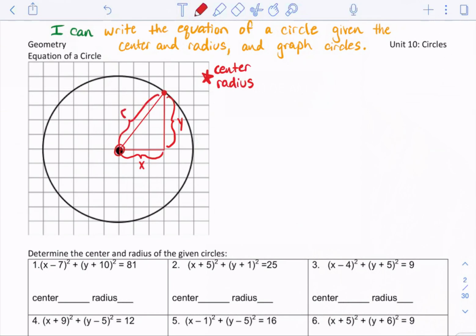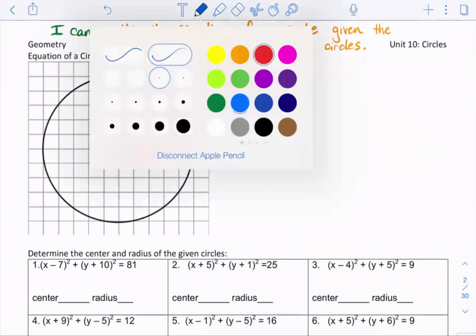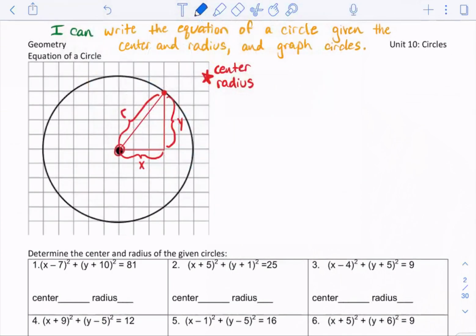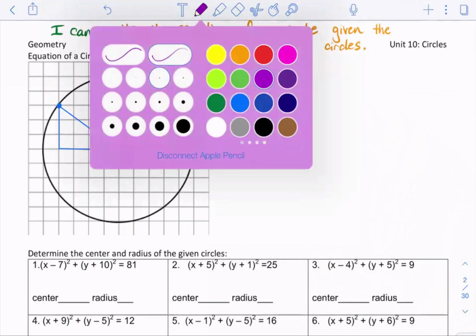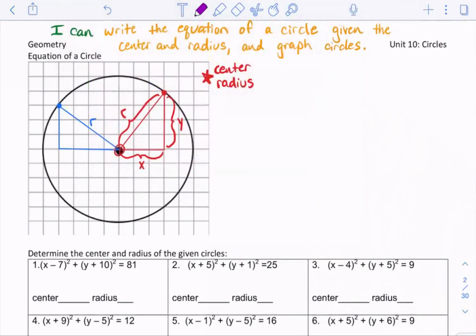Now I could do that with any point on the circle, so I'm going to change the color and give you another example just so that you could see it. Here's another point where I can make a right triangle from any point on the circle, and notice the radius will always be the same going all the way around the circle. So now when we have a right triangle, if I'm talking about the lengths of the sides, we can always use the Pythagorean Theorem.